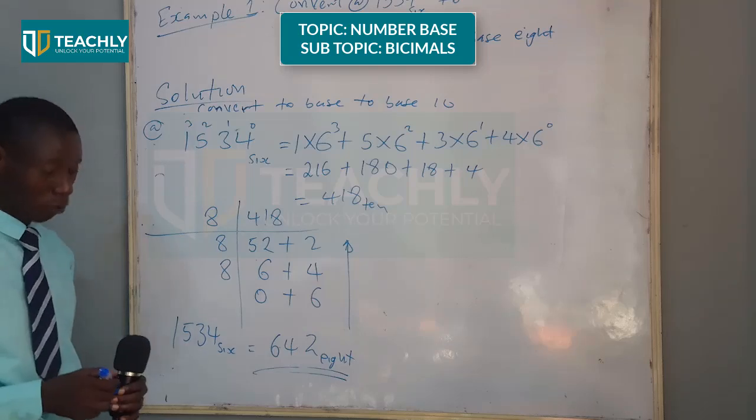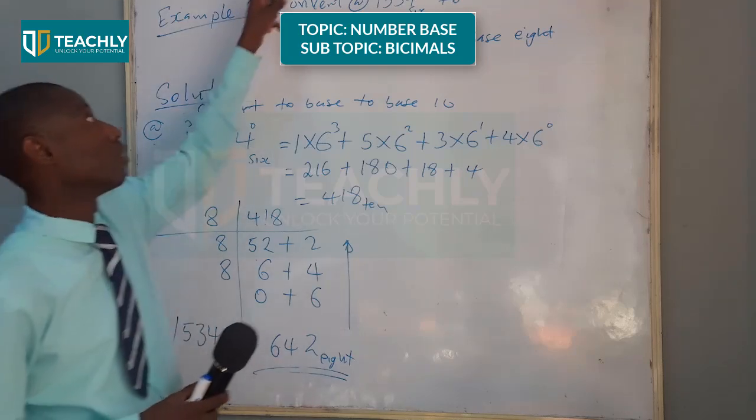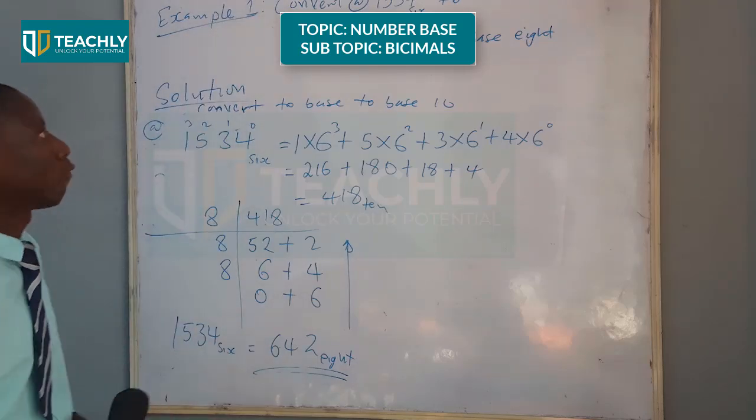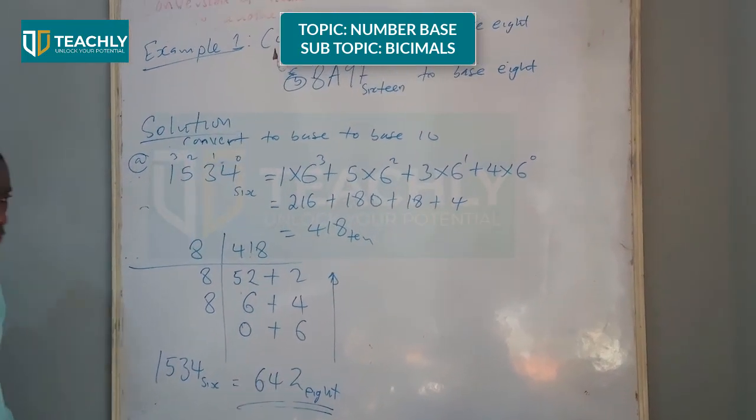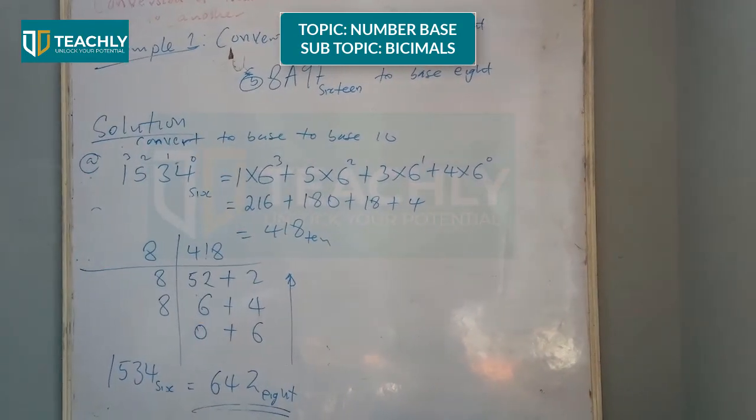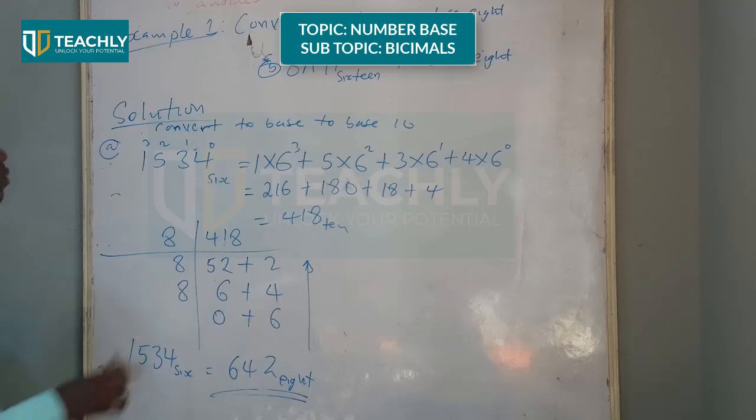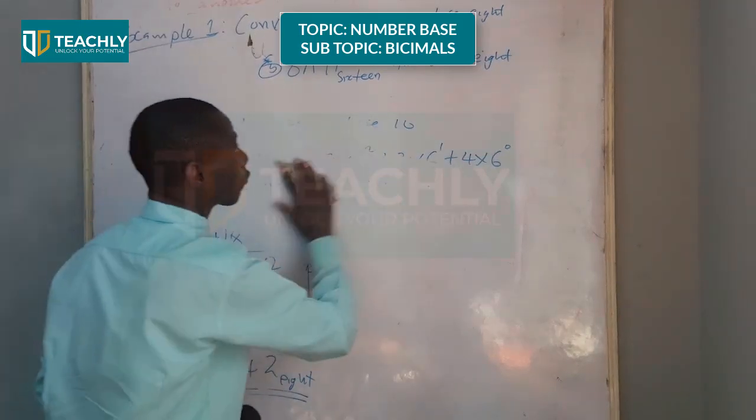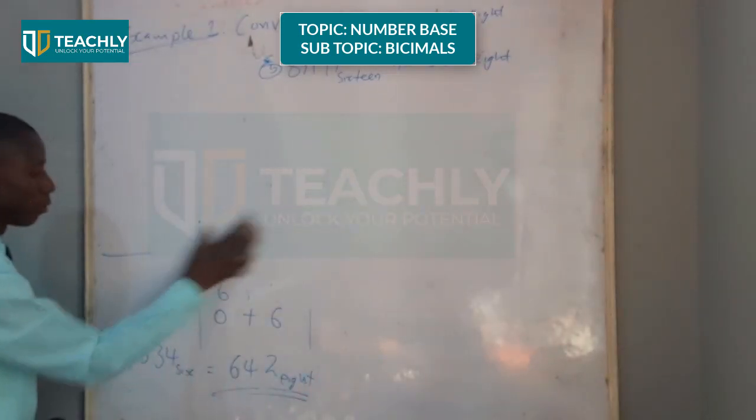So that is how to convert from one number base to another. Let's quickly look at the second one. So we have been able to convert from one base, at least from base 6 to base 8.